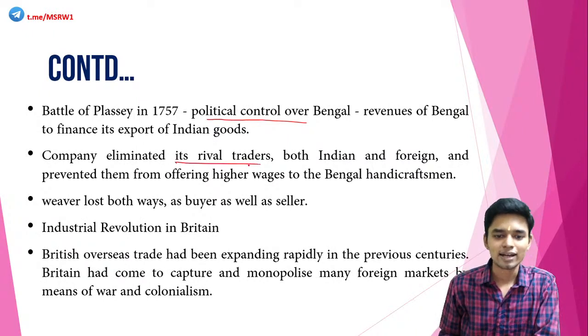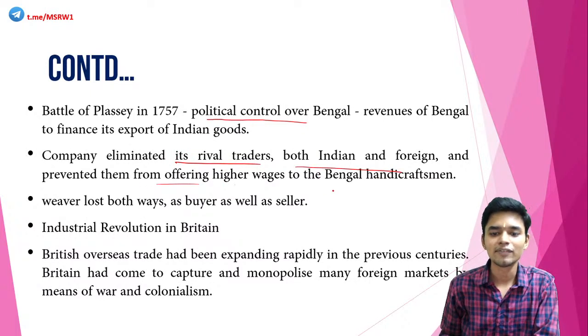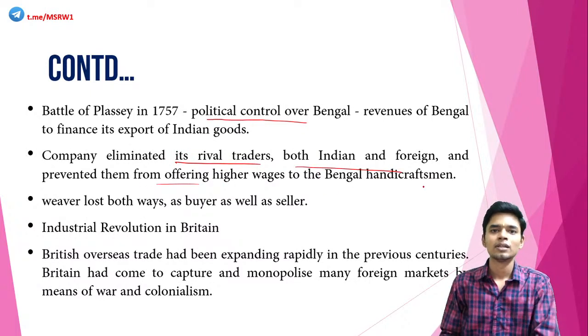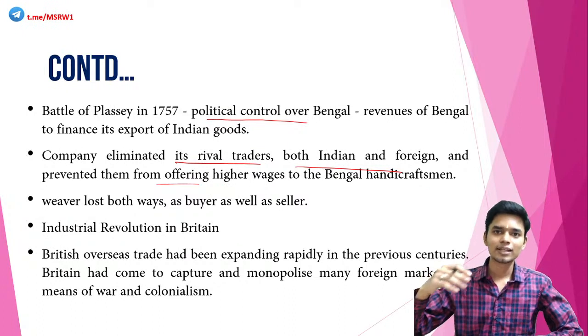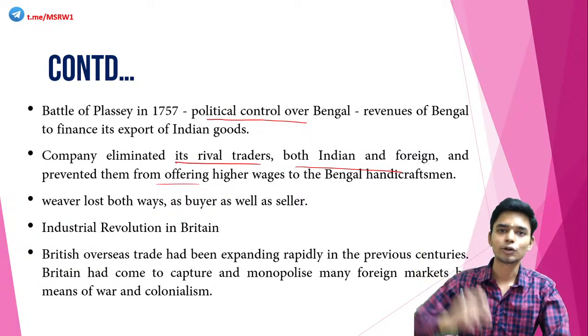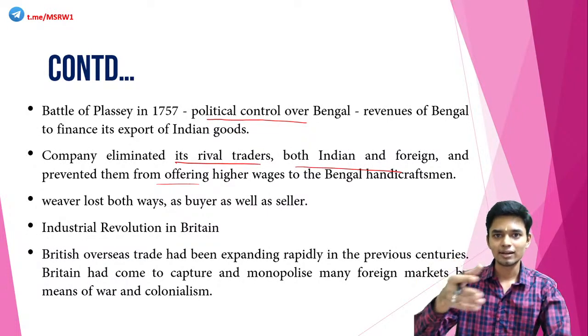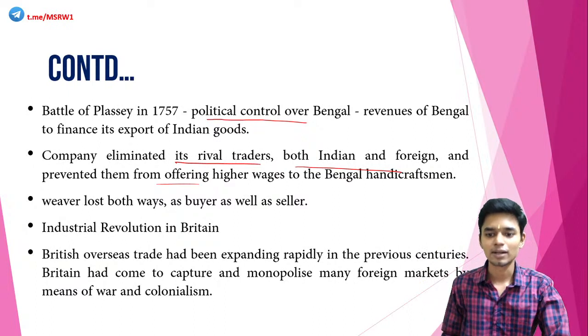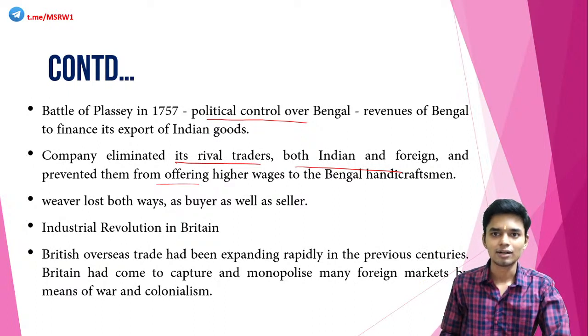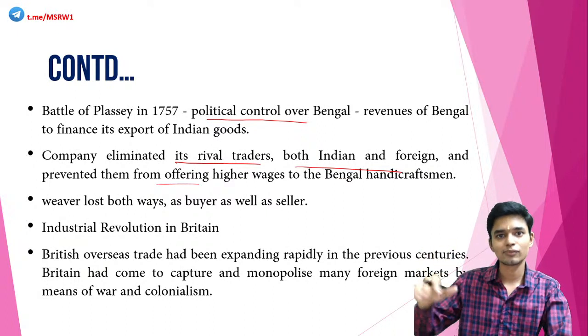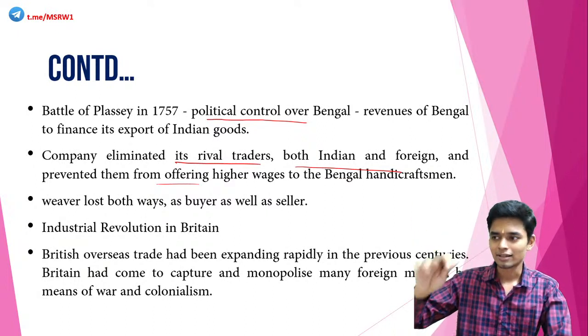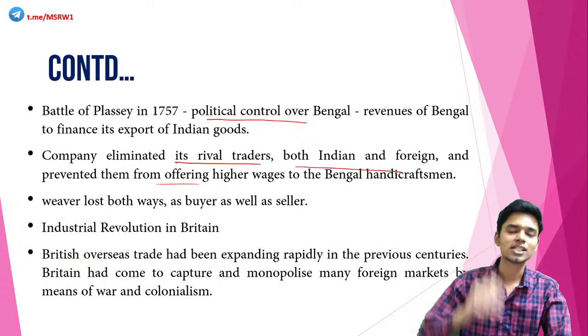The company eliminated its rival traders, both Indian and foreign, and prevented them from offering high wages to Bengal craftsmen. So step by step, the company started to take control over the textile industry. In order to do that, what did they do? They actually made these Indian Bengali handicraftsmen sign contracts, etc., based on which they will not create products for anybody else. They will create products only for the British company.